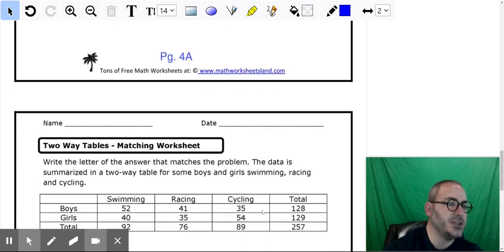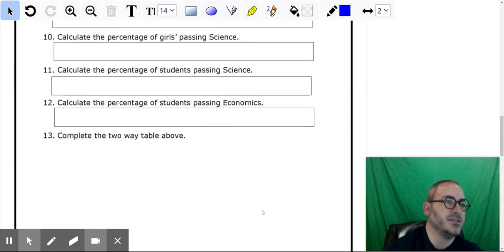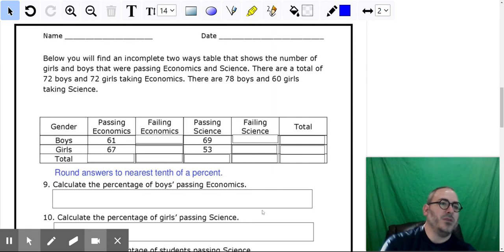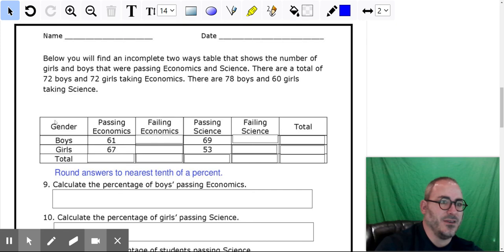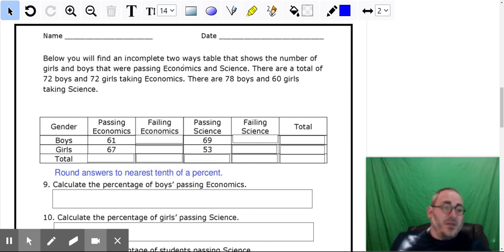Okay, is this the last page? No, this is the last page. All right. Below, you will find an incomplete two-way table that shows the number of girls and boys that were passing economics and science. There are a total of 72 boys and 72 girls taking economics. There are 78 boys and 60 girls taking science. I'm going to have to use these clues to fill in this table. See how that goes?